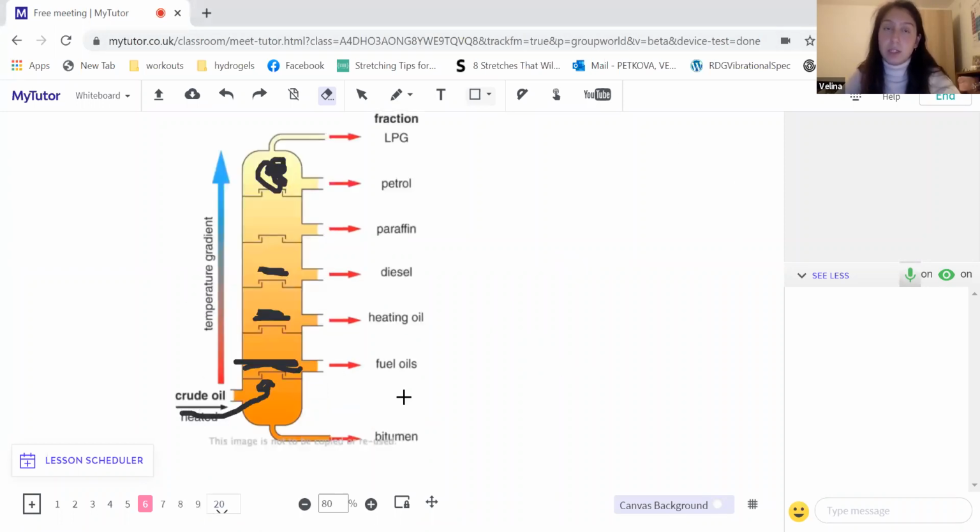And how does fractional distillation work? Our two miscible liquids are going to have different boiling points. So therefore, they're going to condense at different points. Does this only work for crude oil? No, it works for any substance that has different boiling points in the liquid mixture.